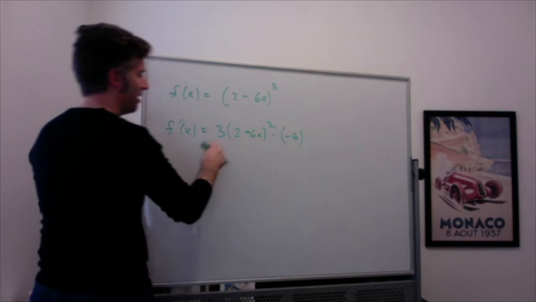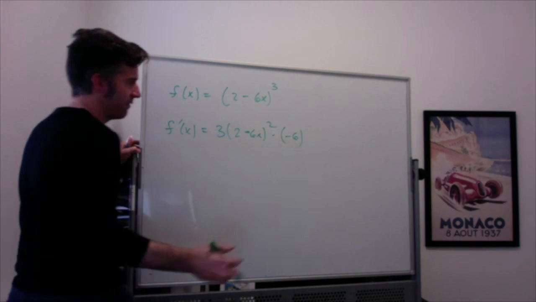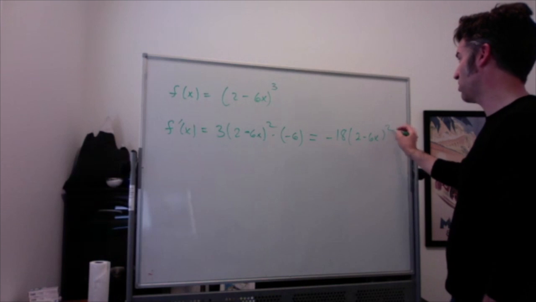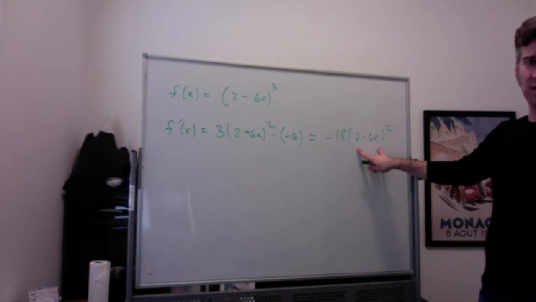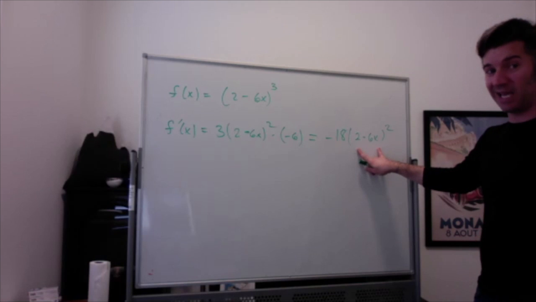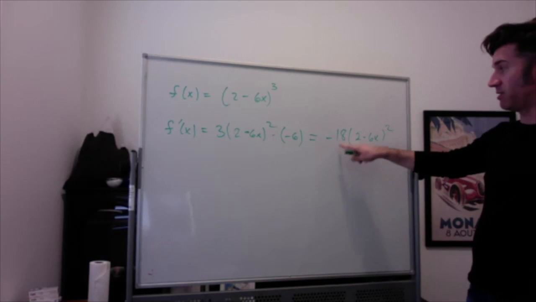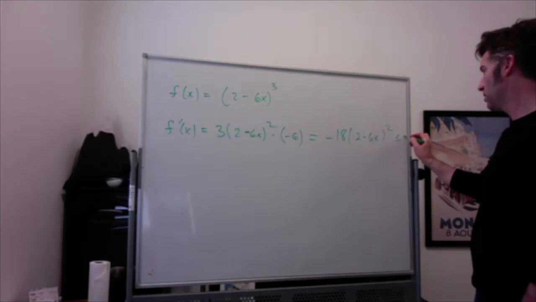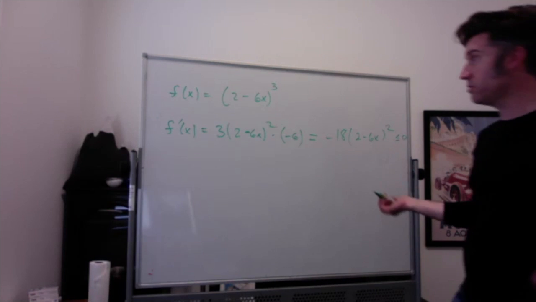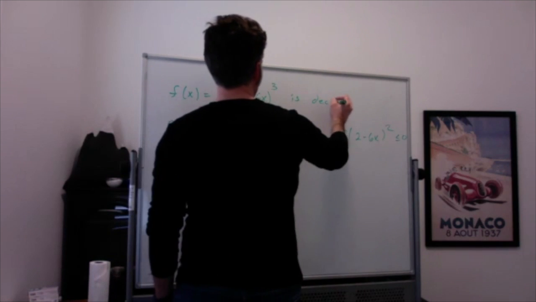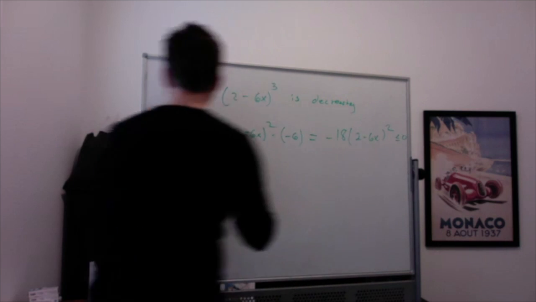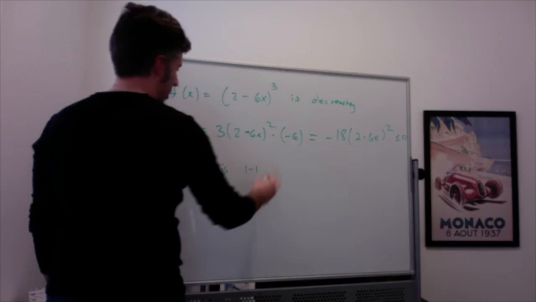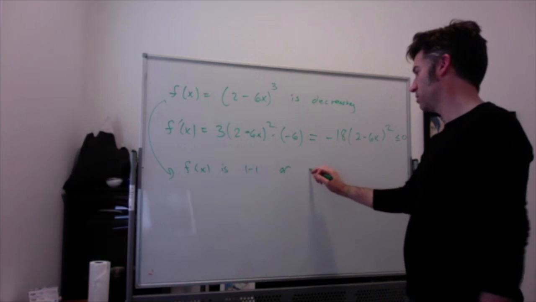The derivative is 3 times my stuff squared times the derivative of my stuff. That ends up being negative 18 times 2 minus 6x quantity squared. That's always non-negative because it could be 0. But that's a negative, so a negative times a non-negative is a non-positive. So this thing is always less than or equal to 0, which means this function is always decreasing, which means that f of x is indeed one-to-one, or if you prefer, invertible.